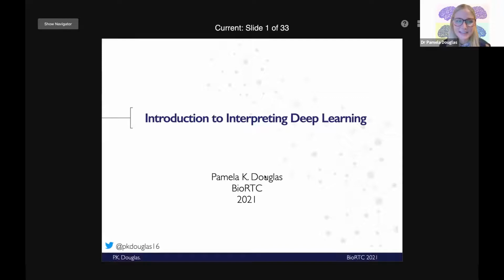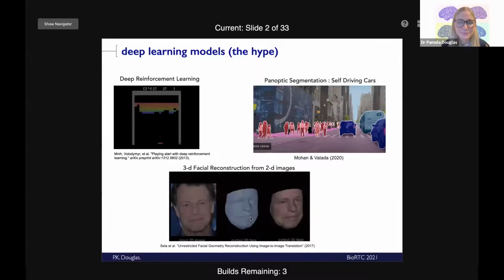Perfect. So yes, today I will be talking about how we interpret deep learning with a specific emphasis on neuroscience and neuroimaging data. You've probably heard about deep learning, lots of exciting advancements in the field. There are fun examples from Google DeepMind, the AlphaGo example, where deep reinforcement learning techniques were able to beat the best players in Go. They can play Atari games, old video games. There are self-driving cars that are starting to happen. And there are also amazing feats of, for example, 3D reconstruction of faces from 2D images and lots of other impressive work.